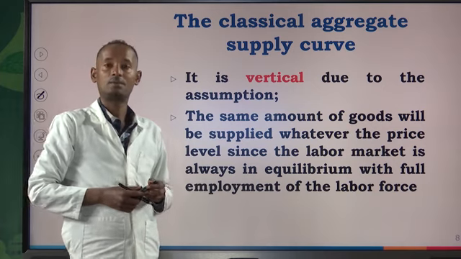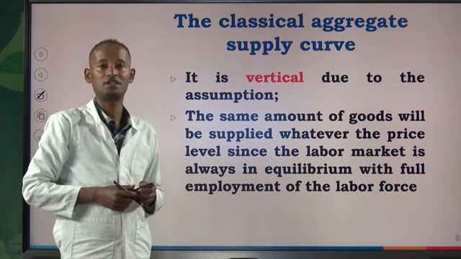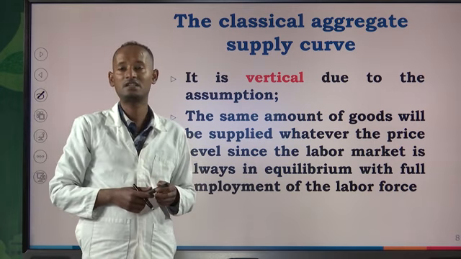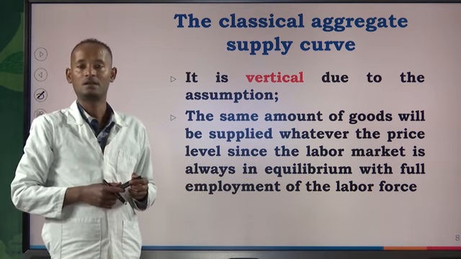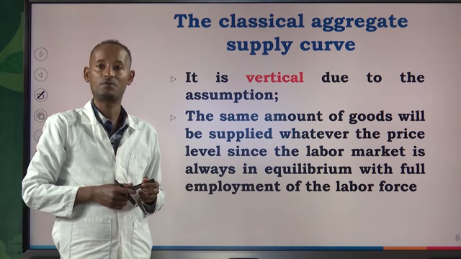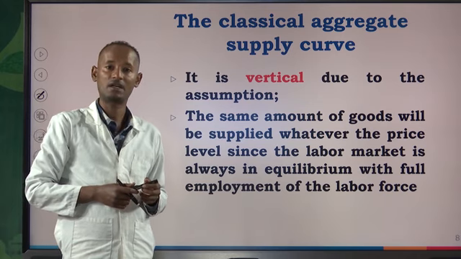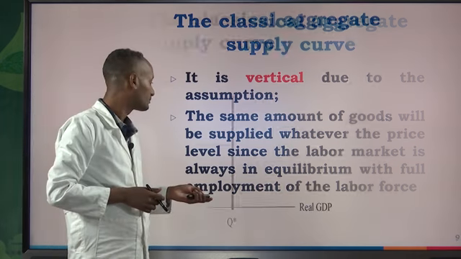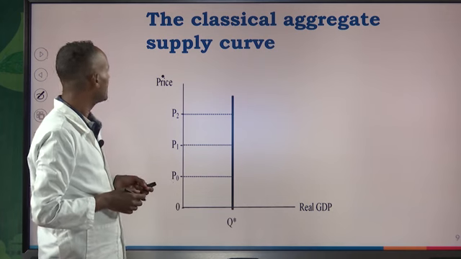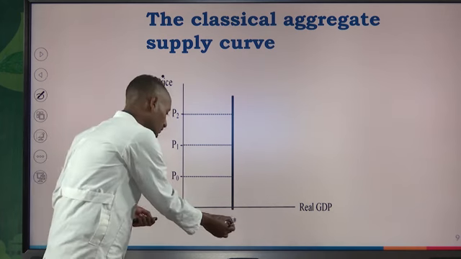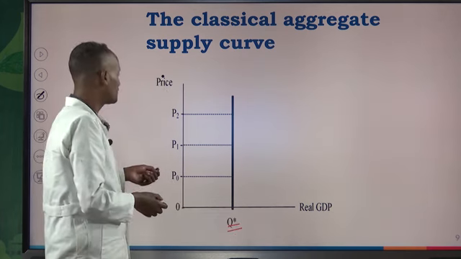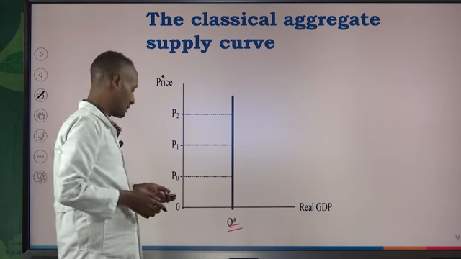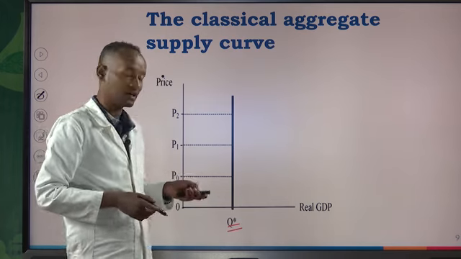The other aggregate supply curve is the classical aggregate supply curve, which is vertical. The classical aggregate supply curve is vertical due to the following assumption: the same amount of goods will be supplied whatever the price level, since the labor market is always in equilibrium with full employment of the labor force. This is the classical aggregate supply curve. This fixed amount of a commodity is supplied regardless of changes in price, at P0, at P1, or at P2.